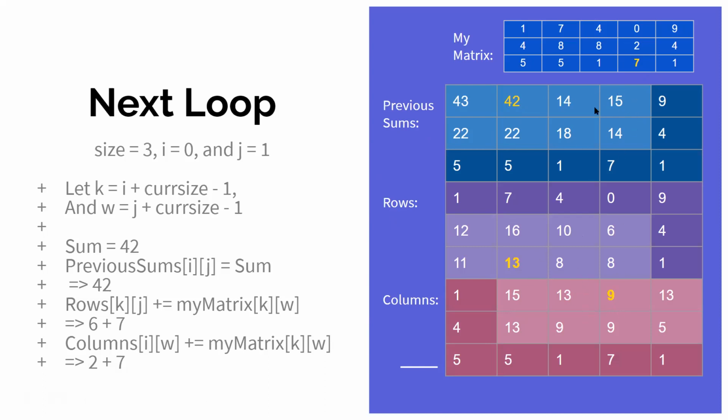And then once it reaches the end, which would be j equals 2, it would go back to 0, and then we'd have i equals 1 instead. So it would start down here.